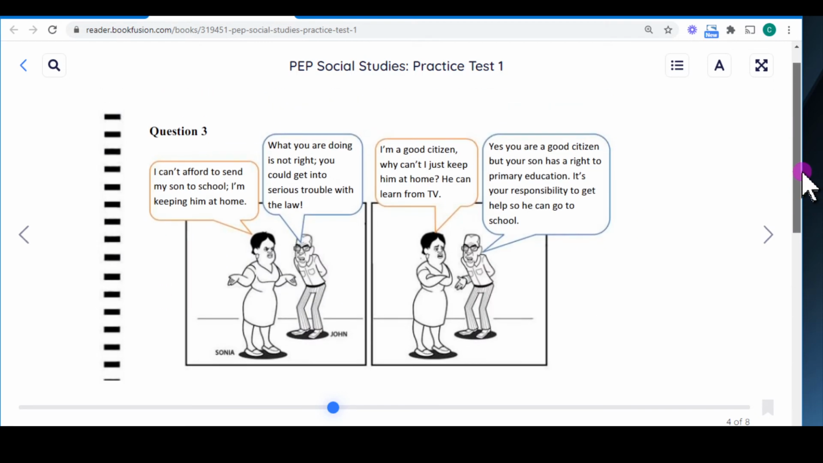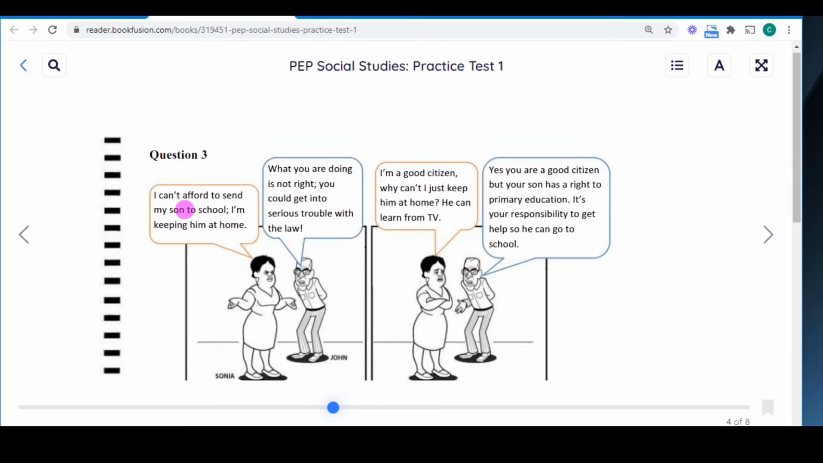Question 3. I can't afford to send my son to school. I am keeping him at home. What you are doing is not right. You could get into serious trouble with the law. I am a good citizen. Why can't I just keep him at home? He can learn from TV. True. Yes, you are a good citizen, but your son has a right to primary education. It's your responsibility to get help so he can go to school.